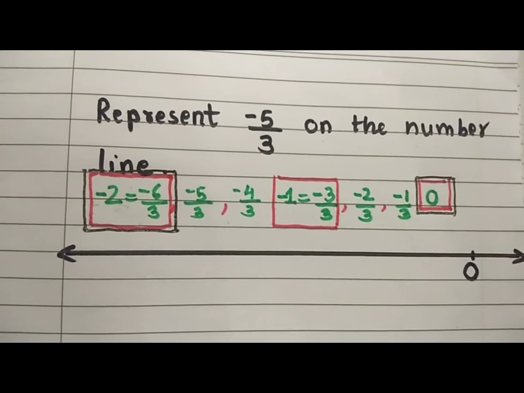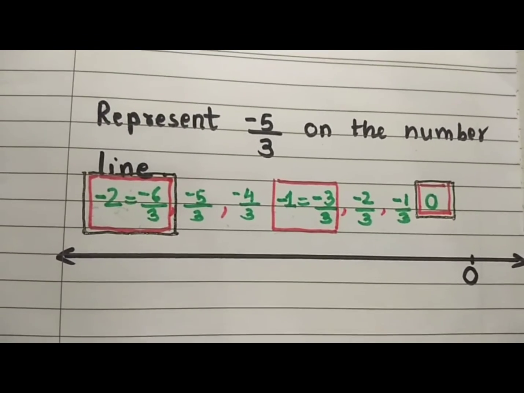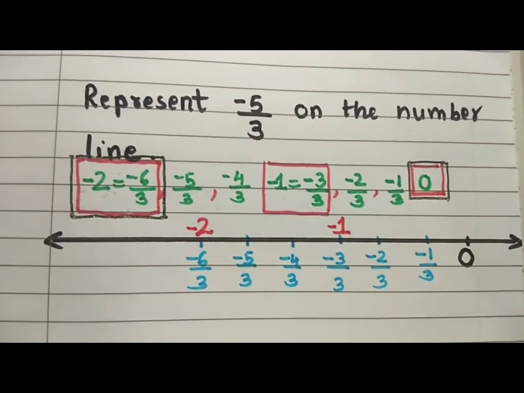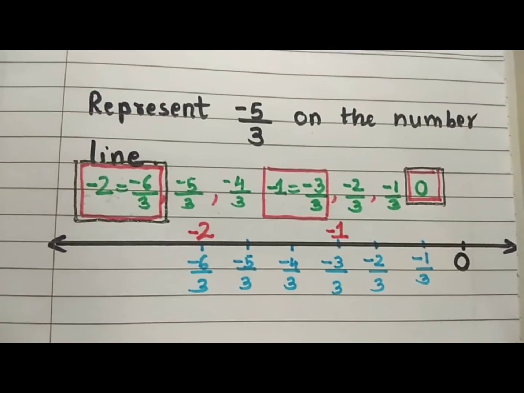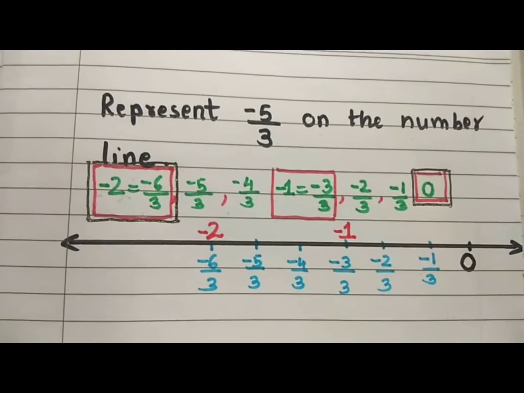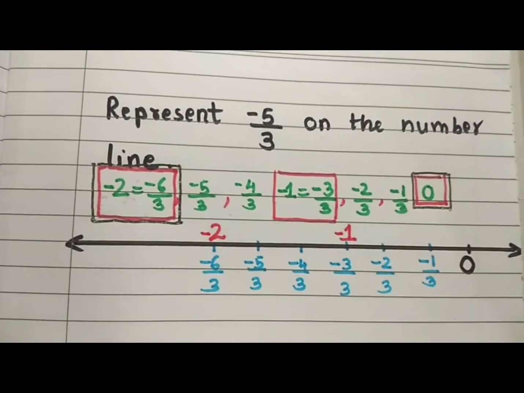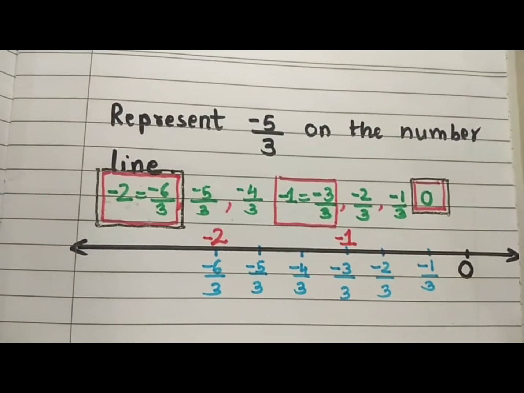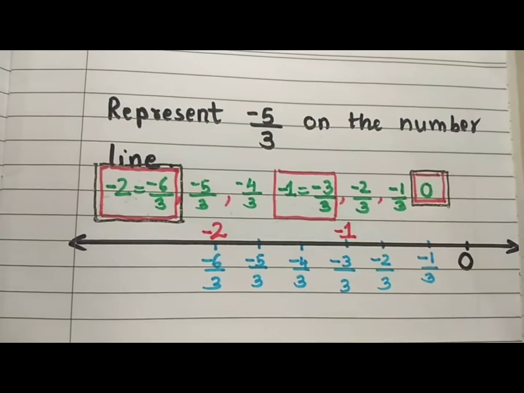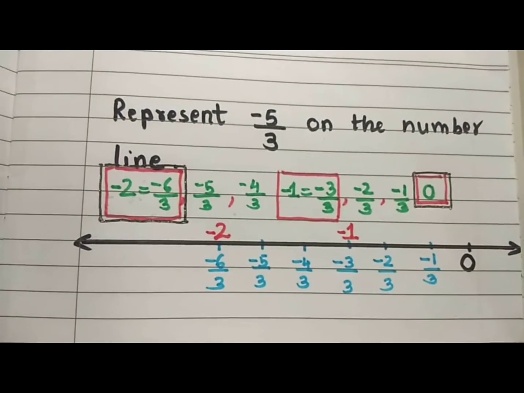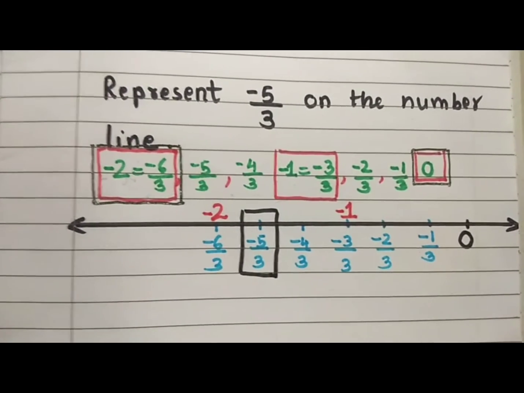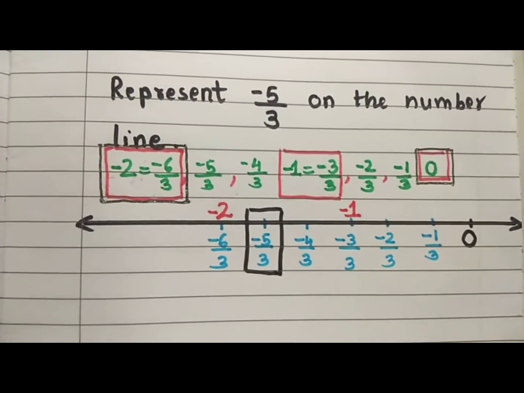So now first we will plot these numbers on the number line. After plotting these numbers, it will look somewhat like this. As you can see, these are negative numbers, so they come to the left hand side of the 0: -1 upon 3, -2 upon 3, -3 upon 3 and so on. Now we will highlight the number that we have to represent on the number line, that is -5 upon 3. So this is how you will be representing rational numbers on the number line.